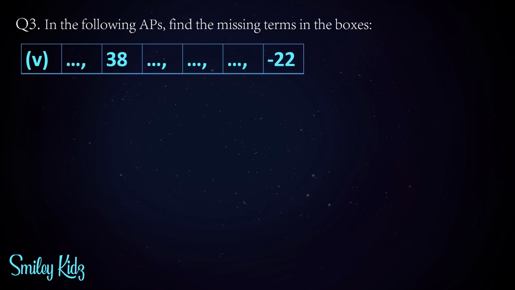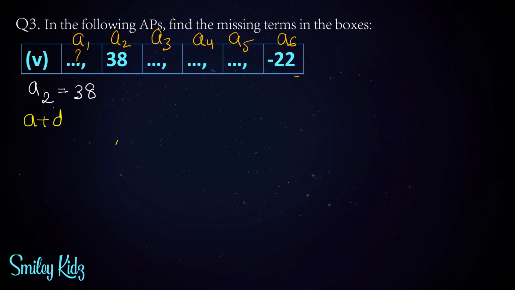A1 is unknown, isn't it? A2 is 38. A3 is unknown. A4 is unknown. A5 is unknown. But A6 is equal to minus 22. So here we know that A1 is unknown. So let's say A2 is equal to 38. Alright. So here we know that A2 can be written as A plus D. So A plus D is equal to 38. Now we framed an equation over here. Let's say this is equation number 1.